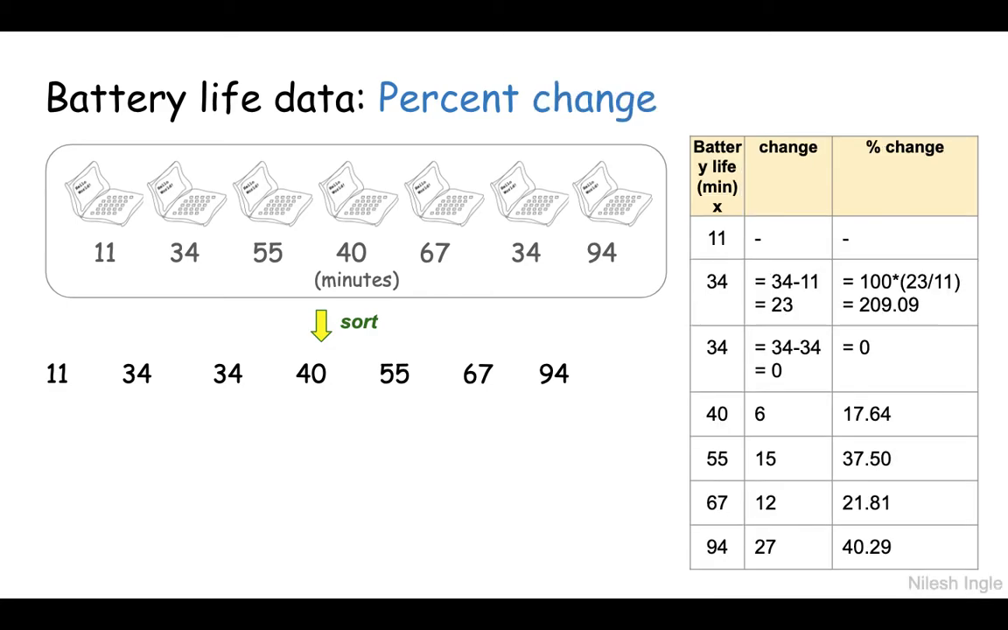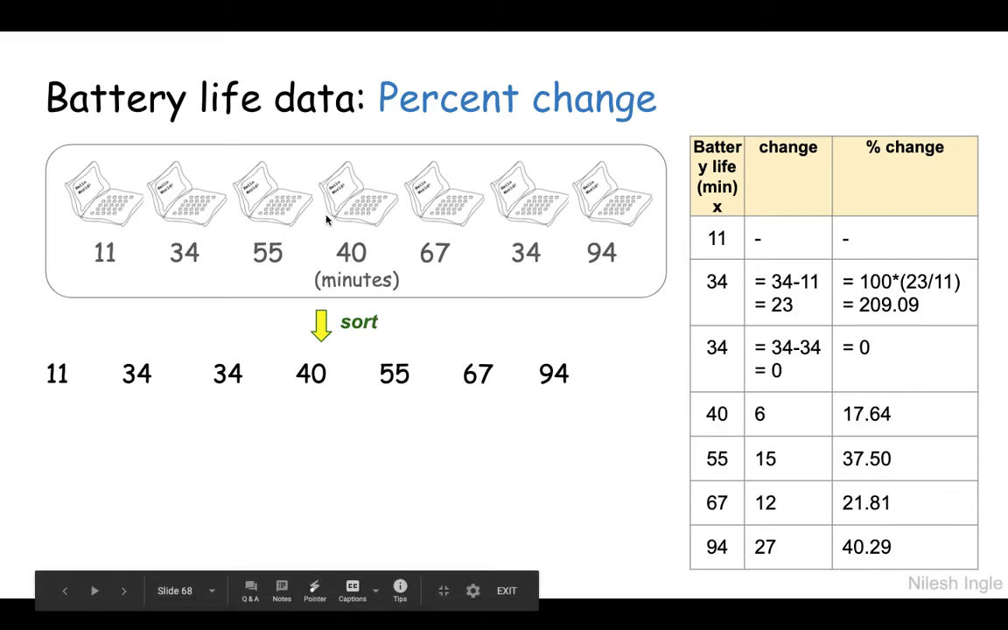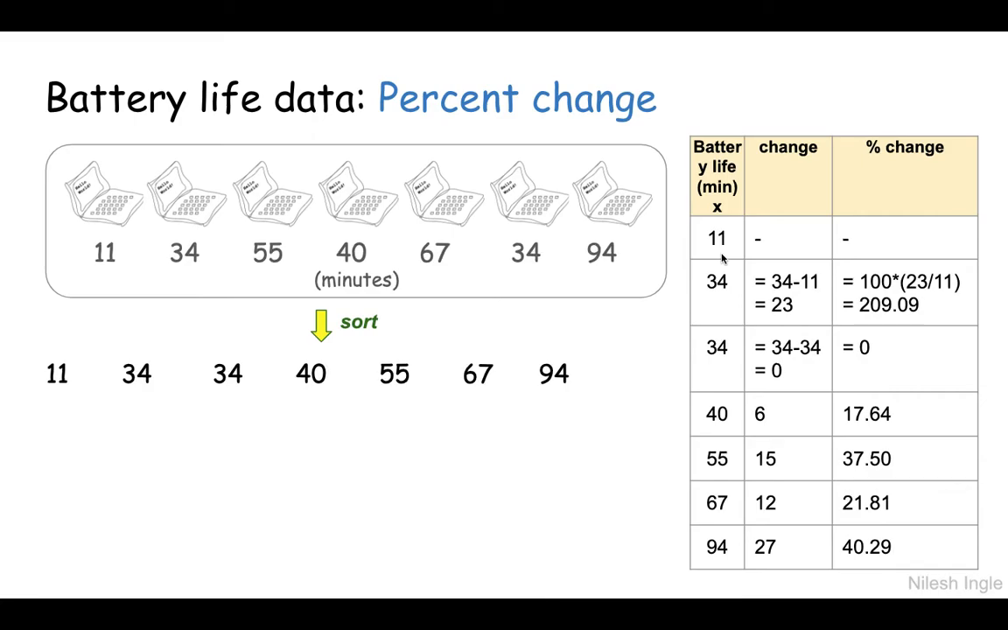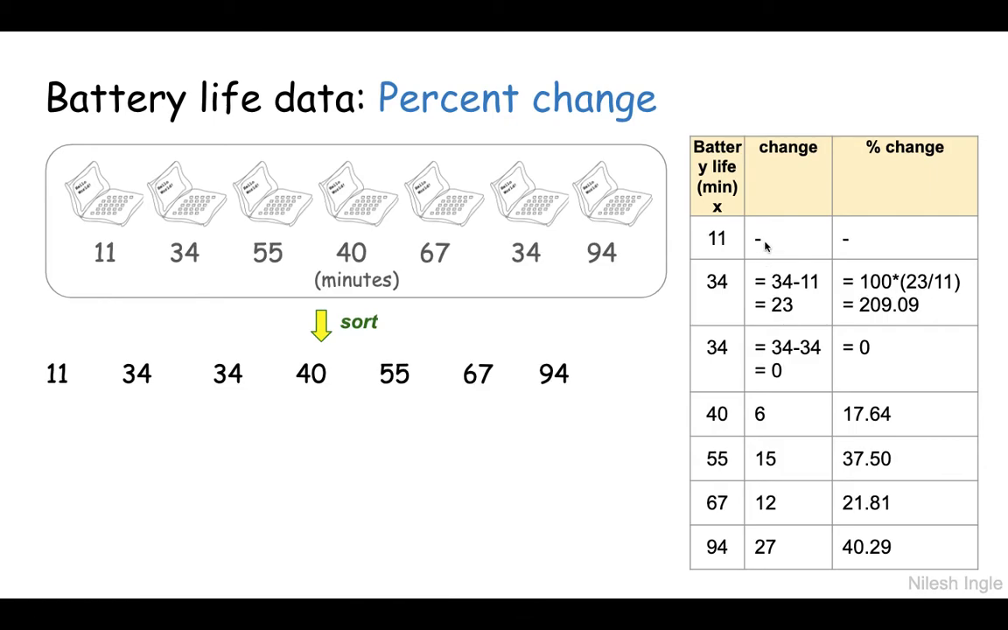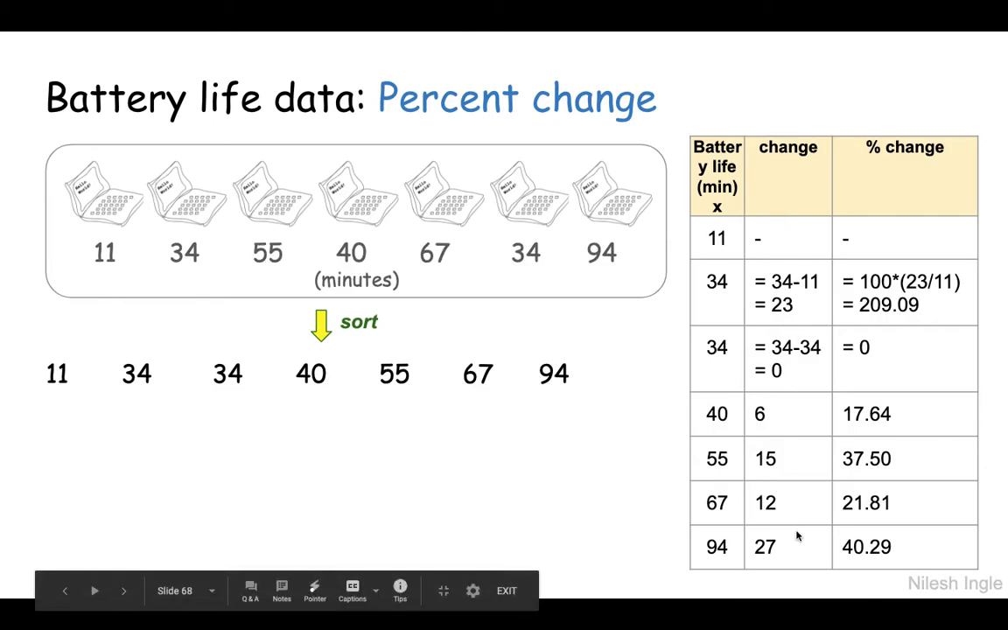Next, let's look at percentage change. Again, we have those same 7 laptops we have measured battery life for. We put them in this first column, battery life, and here what we intend to find is how the percentage changed from laptop 1 to 2 to 3 to 4 and so on. To do that, in column 2 we are going to calculate the change first.